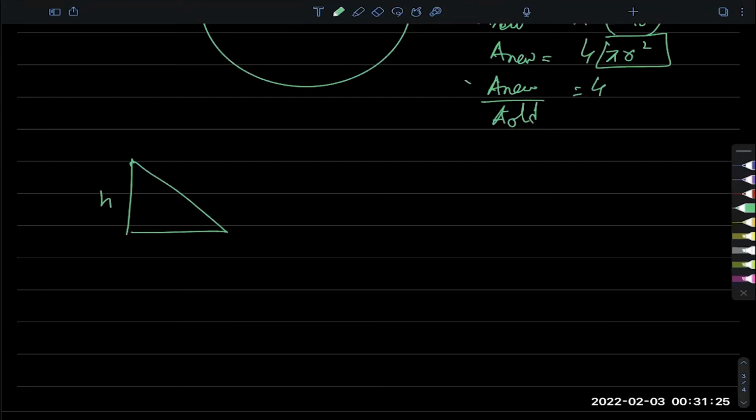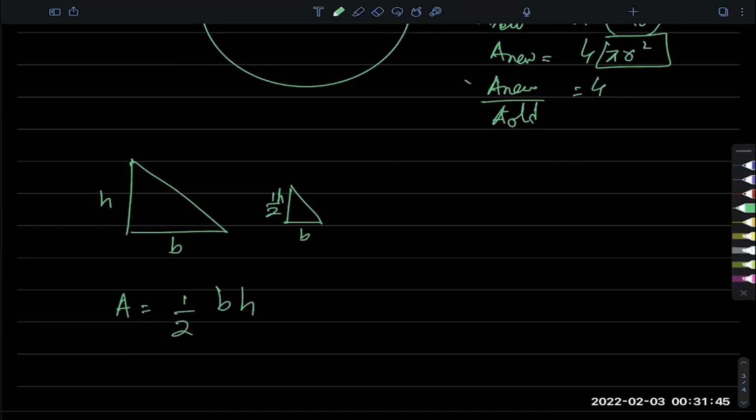How does that change the area of the triangle? Okay, so I've drawn the same triangle but with half the height. How does it change the area? Because it's in proportion, let me see. So first of all, what's the original value? Original value was area is 1 by 2 base times height.